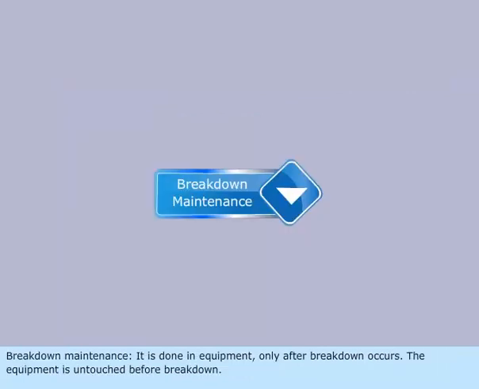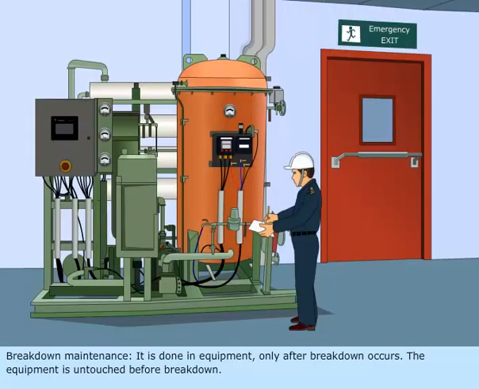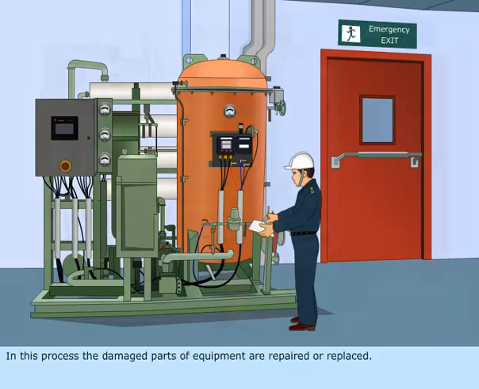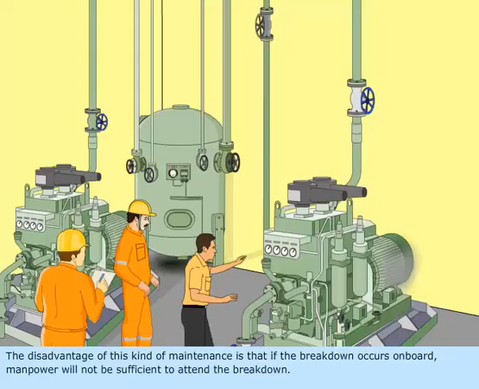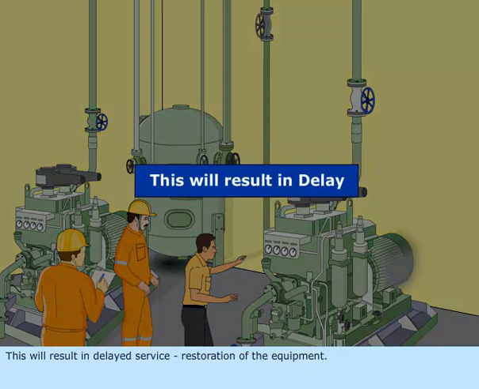Breakdown maintenance. It is done in equipment only after breakdown occurs. The equipment is untouched before breakdown. In this process, the damaged parts of equipment are repaired or replaced. The disadvantage of this kind of maintenance is that if the breakdown occurs on board, manpower will not be sufficient to attend the breakdown. This will result in delayed service, restoration of the equipment.